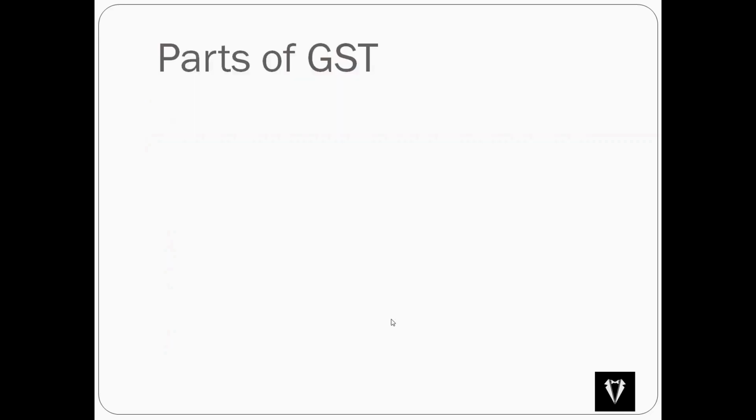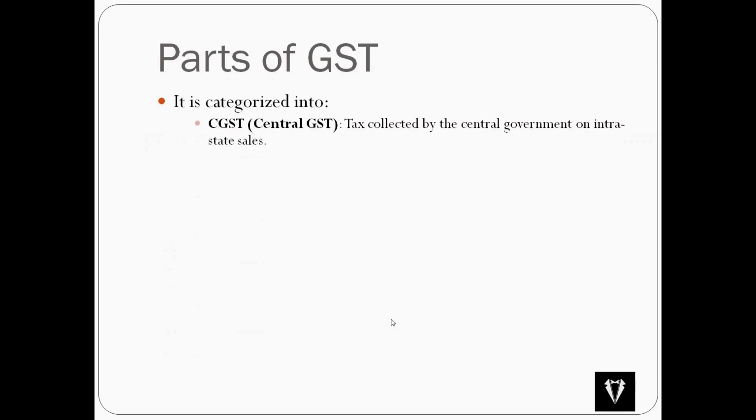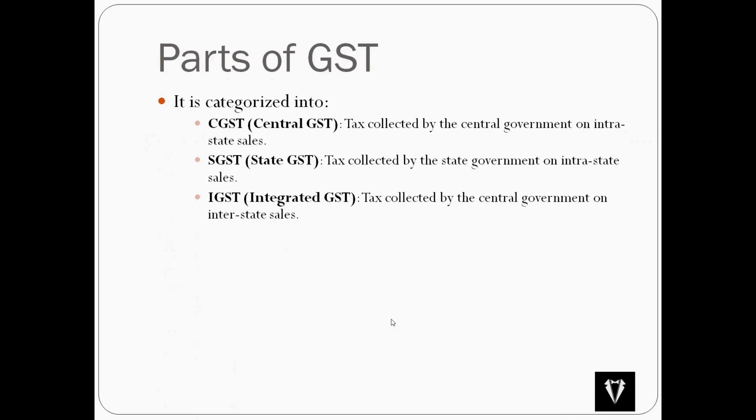Okay. So now come the parts of the GST. It is categorized into three parts: CGST, SGST, and IGST. So what is CGST? It is central tax. The tax that is collected by the central government is called CGST. Then the tax collected by the state government is SGST. Then if all the tax is collected by the central government, for interstate sales, then it is IGST. So let's understand this with a proper example.